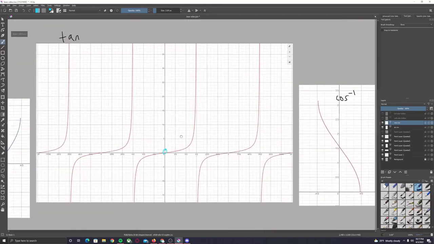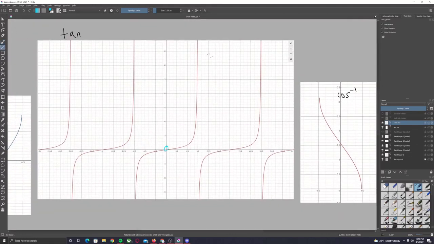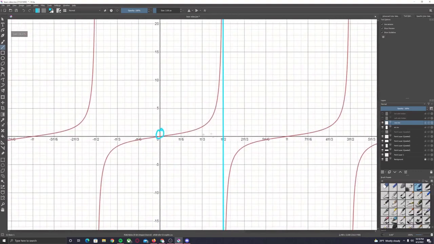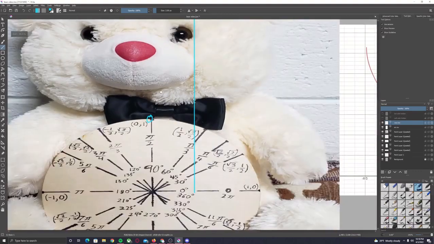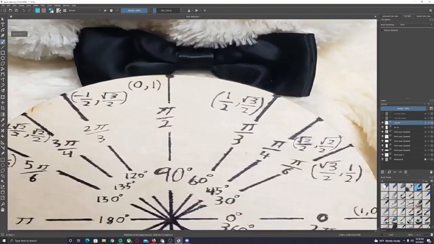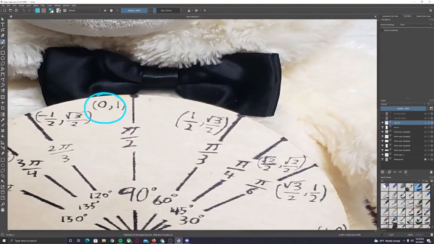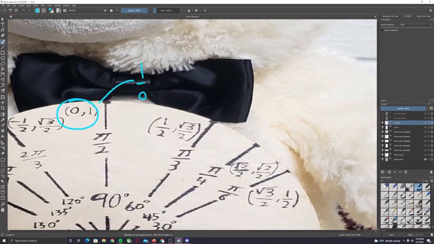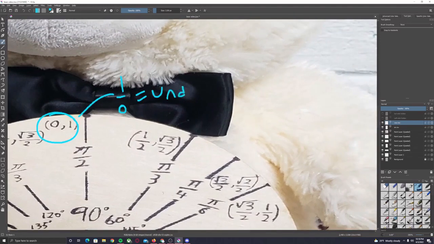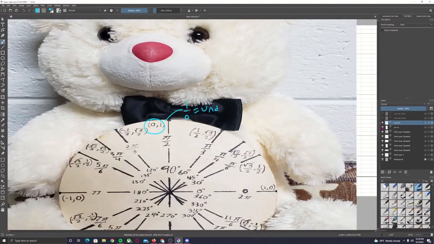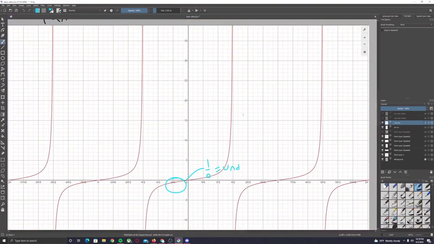Now an asymptote of tangent is pi over 2, right here. And on the unit circle, you see that at pi over 2, tangent is equal to 1 over 0, which, because it's a number over 0, is undefined. So there's an asymptote there.